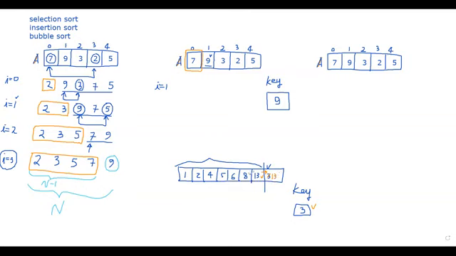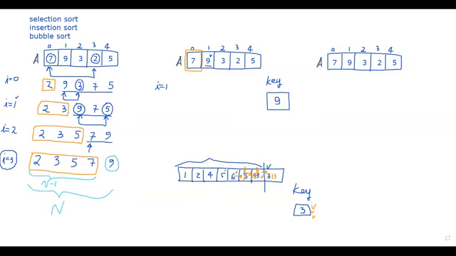And move on. Compare 8 and 3. This time 8 is still greater than 3, right? So move 8 to the right. So this will be gone and 8 is here. And move on. 6 and 3, compare. 6 is greater than 3. Move 6 to the right. So now it is not 8, it is 6.